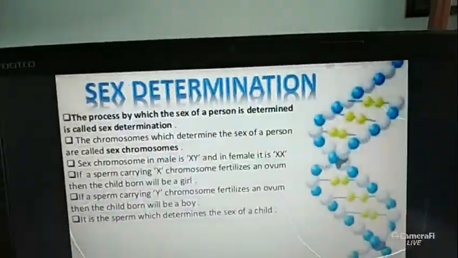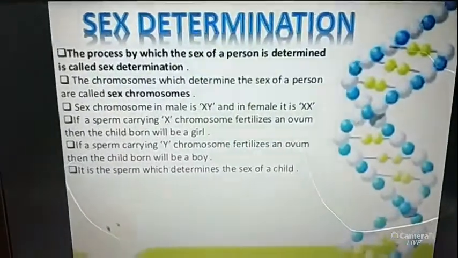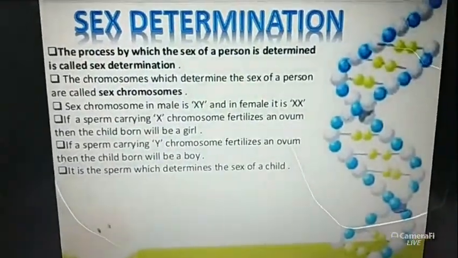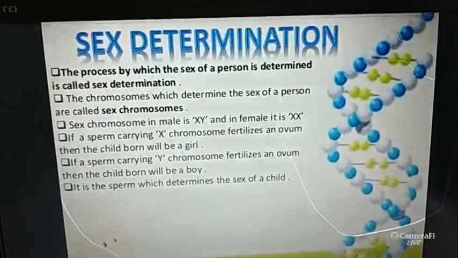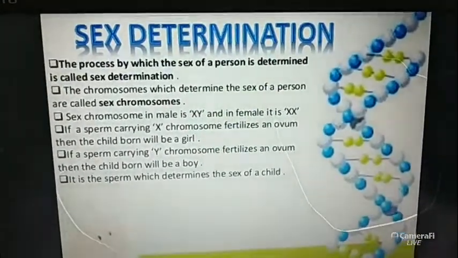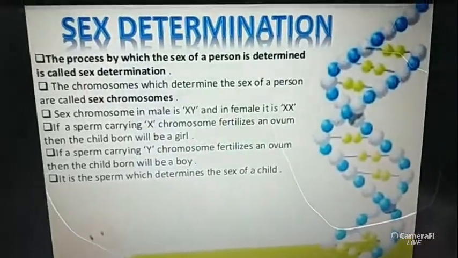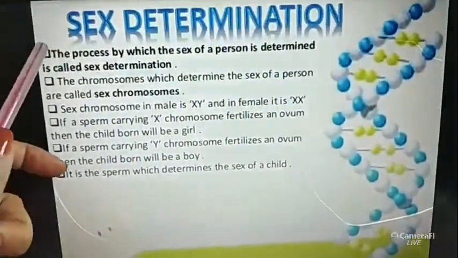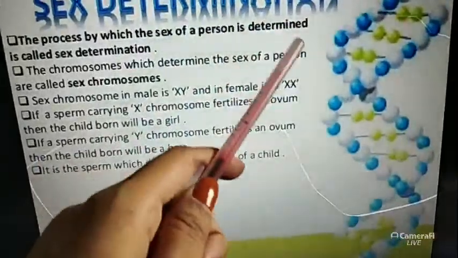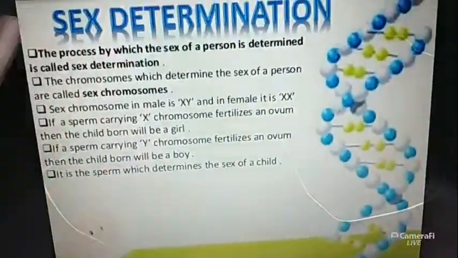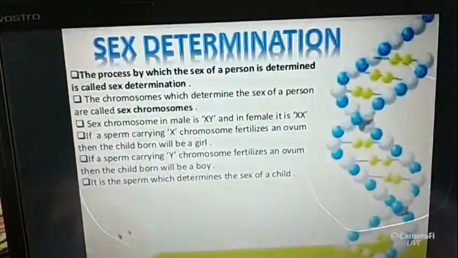Now today's new topic is sex determination. What is the meaning of sex determination? Sex determination means whether the newborn baby is a baby boy or a baby girl. This is the basic thing. The process by which the sex of a person is determined is called sex determination. This is the definition of sex determination.